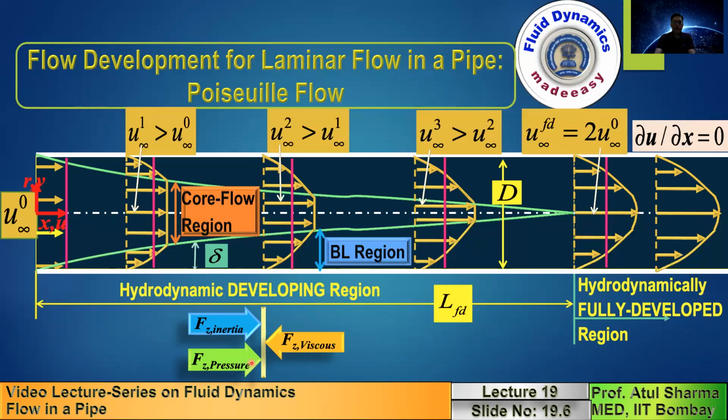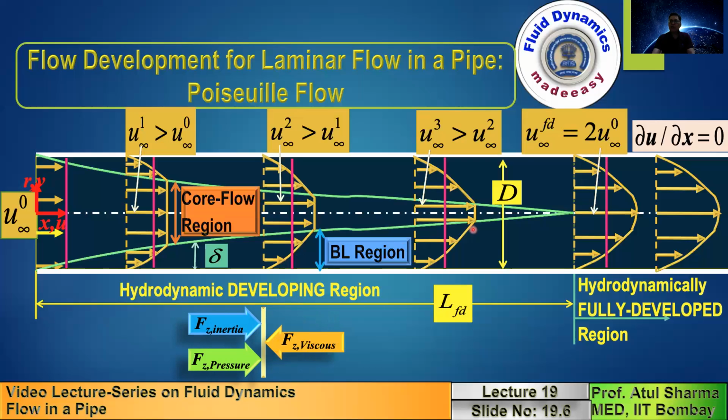And as I mentioned earlier, the drop in pressure is due to two reasons. One is to accelerate the core flow, and the second is to overcome the viscous resistance that is encountered, because each fluid has a certain stickiness between the different layers of fluid, which is represented by a thermophysical property called dynamic viscosity.